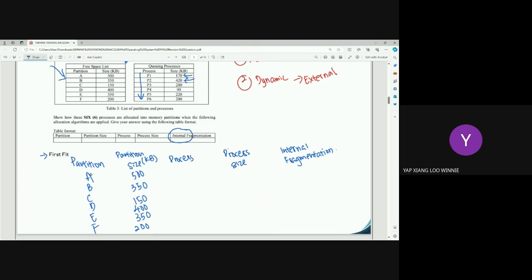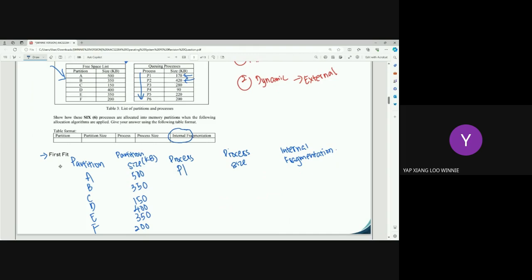And you look into partition 1, which is size 500. 170 is smaller than 500, right? It can be fit into partition A, right? So first fit, we directly fit process 1 into the first partition because it can hold this process size. Okay, if you cannot follow, you listen here again.